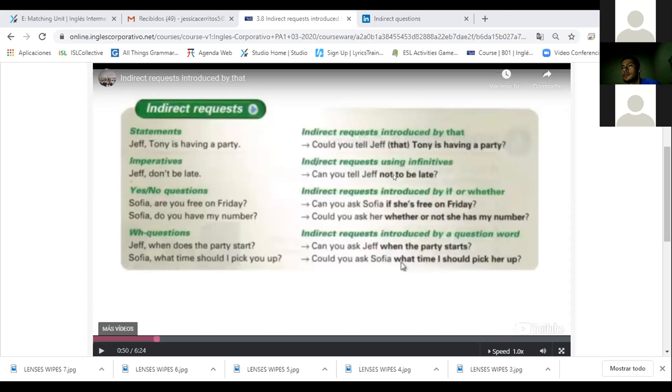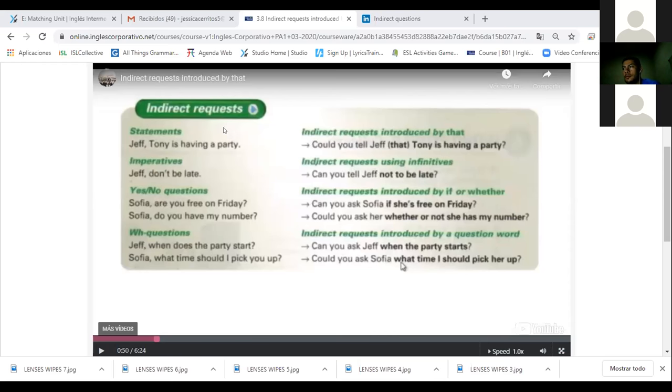Can you tell Noé to come to class? All right, so "to", because it's infinitive. Cuando están imperatives, means indirect request, pasan a infinitives. Yes? Okay. Something that I want you to remember. When it's an imperative, your indirect question or indirect request, they switch to infinitives.